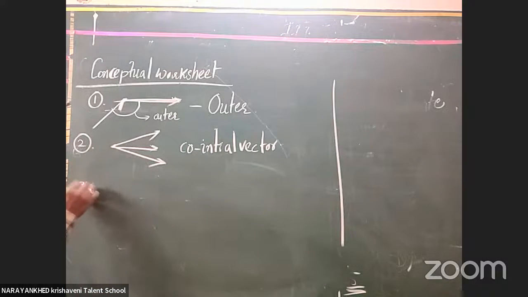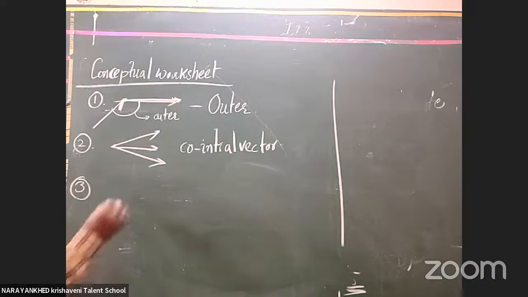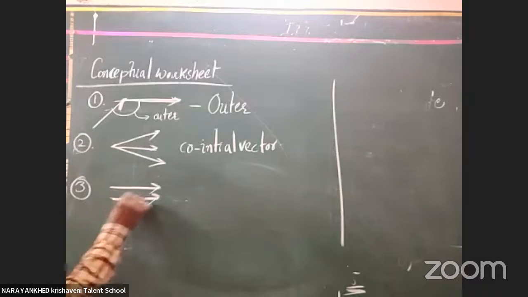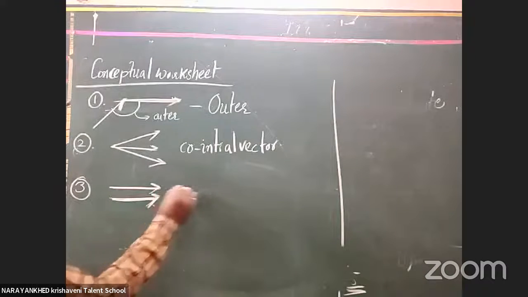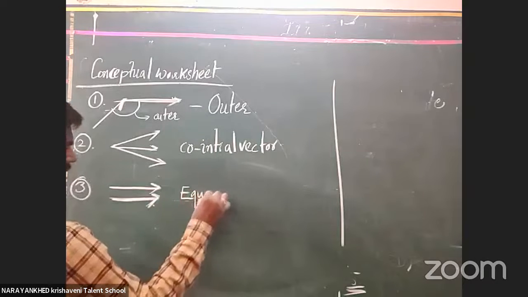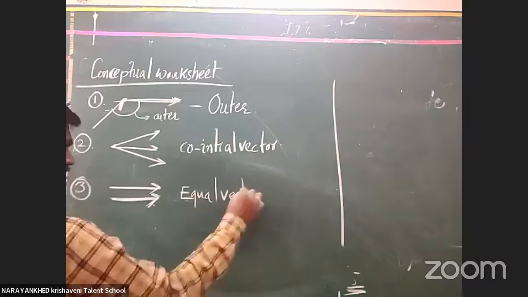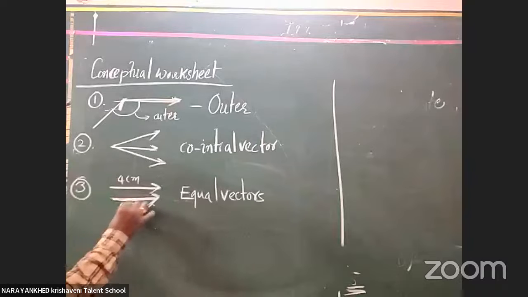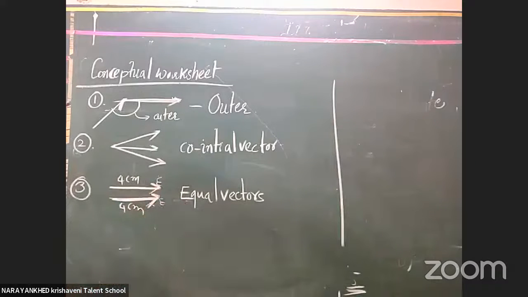Next, the third question. If two vectors have the same magnitude and direction, they are said to be what? The direction and the magnitude are both the same here. Those vectors are called equal vectors. For example, if both are 4 centimeters and they are towards the east, automatically they become equal vectors.